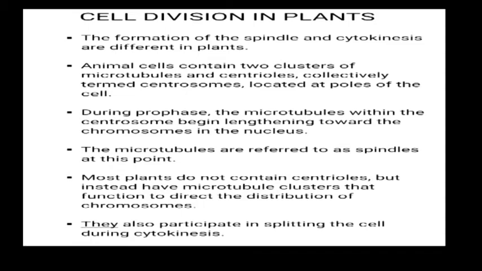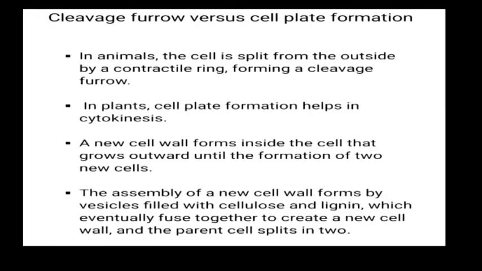But in plants, there are no centrioles, but instead they have microtubules. These microtubules give rise to spindle. These spindle help in splitting the cell during cytokinesis. Then in animals, the cell is split from outside by a contractile ring forming a cleavage furrow. We have seen that cleavage furrow in the picture.